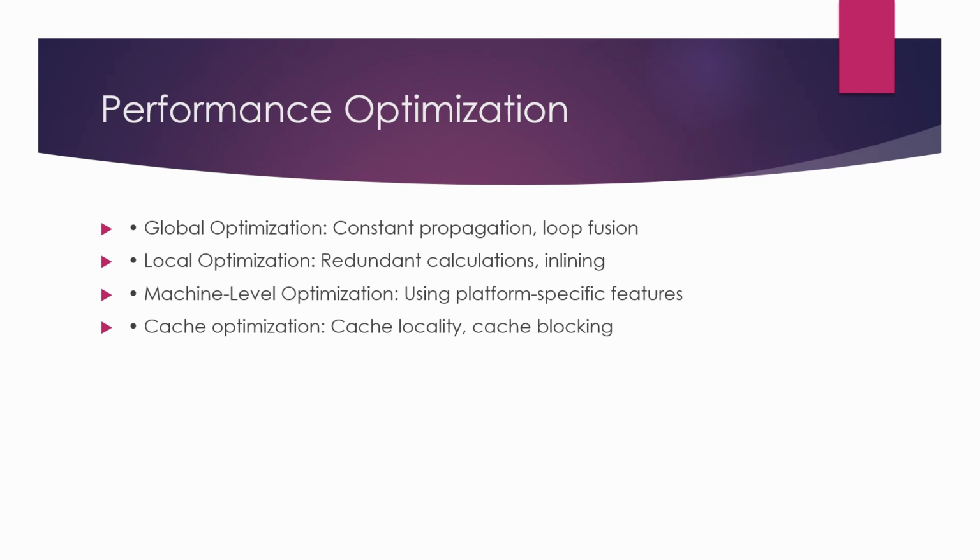Performance optimization involves improving the efficiency of your code by reducing time and space complexity. General optimization strategies include loop optimization, reducing redundant calculations, and optimizing algorithms. Machine level optimizations focus on using platform specific features, while cache optimization improves data retrieval speeds by leveraging the system's cache memory effectively.